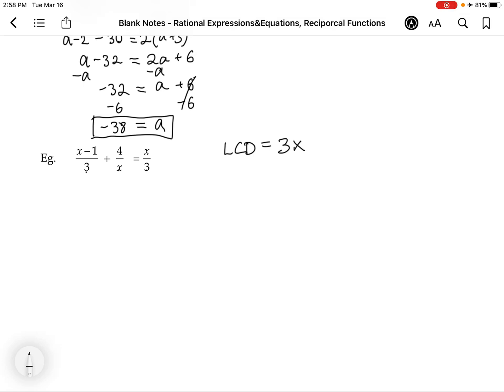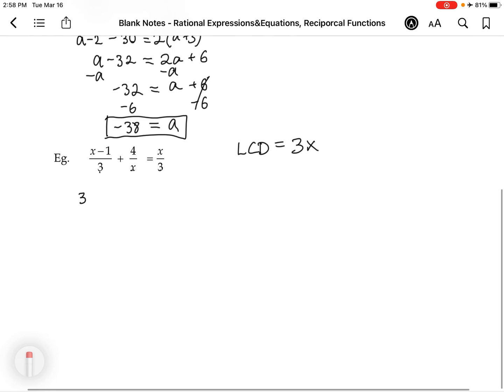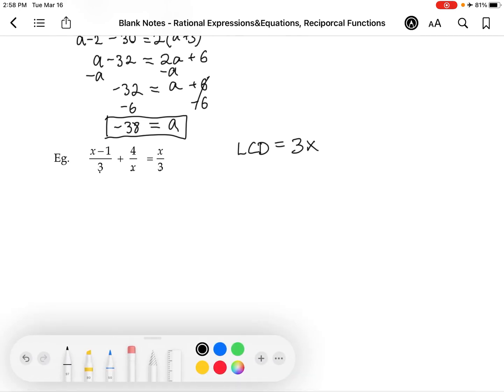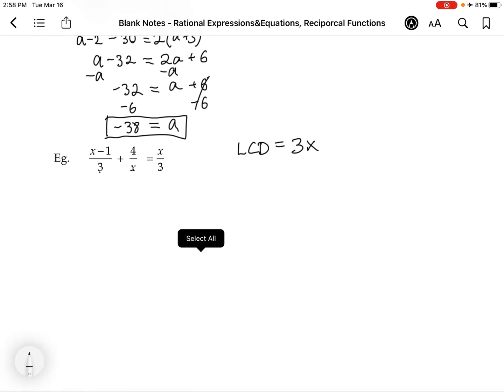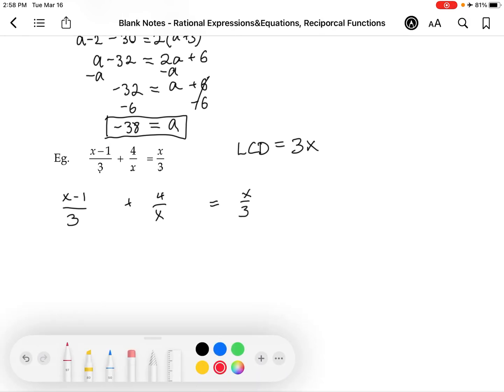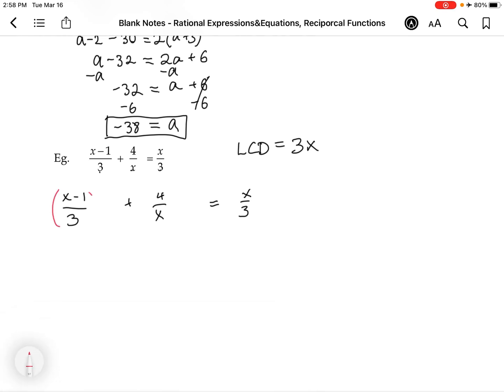Okay, so what I'm going to do, I don't have a lot of room here, so I'm going to spread out a little bit, rewrite this. Hold on. Let me do that again. So I'm going to have x minus 1 over 3 plus 4 over x equals x over 3. And what I'm going to do is multiply everything by this LCD of 3x.